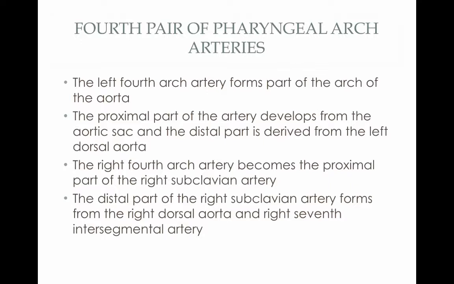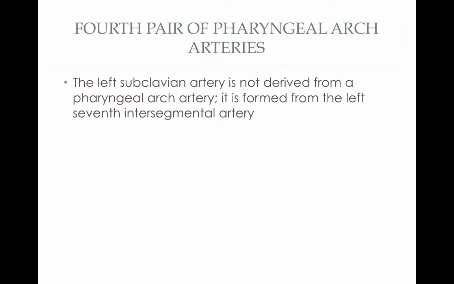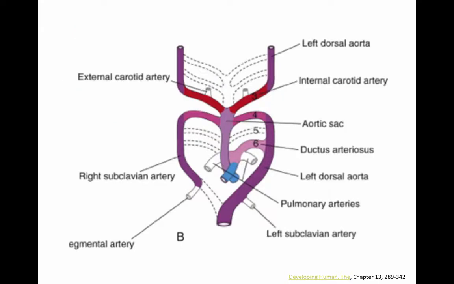So the left, again, part of the arch, the right part of the right subclavian artery. And the distal part of the right subclavian artery forms from the right dorsal aorta and right seventh intersegmental. So the left subclavian artery is not derived from the pharyngeal arch arteries. It's actually formed from the left seventh intersegmental artery, just like what we talked about with the right seventh intersegmental artery just a second ago.